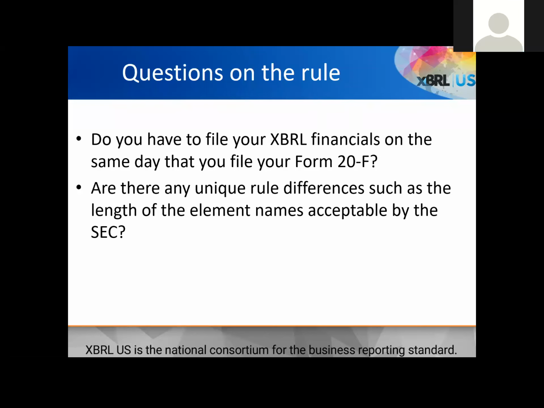Campbell, I won't get into any detailed specifics on unique rule differences in this webinar, but regarding the question about the length of element names, there's a section in the EDGAR Filer Manual, 6.7.29, on element name length. That applies specifically to extension elements and not to base taxonomy elements. And in the IFRS taxonomy, we did note there's a couple of elements that have a longer name length than 200 bytes, but it doesn't apply because it's in a base taxonomy.